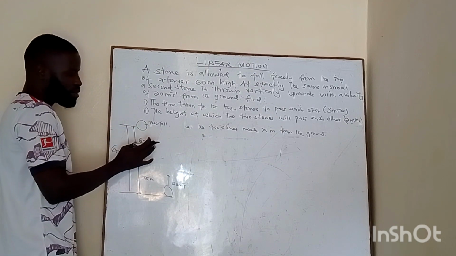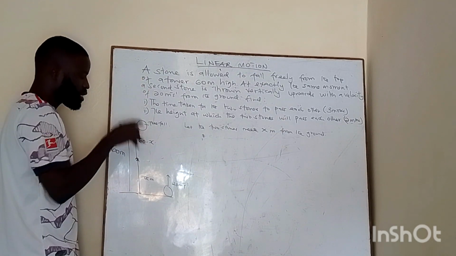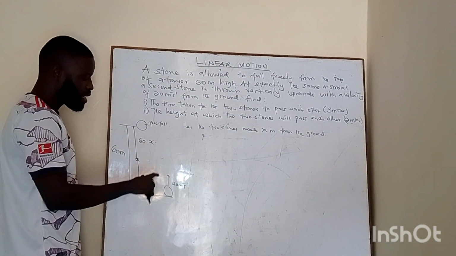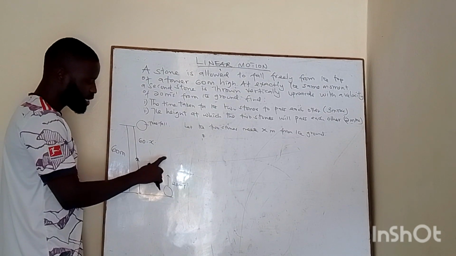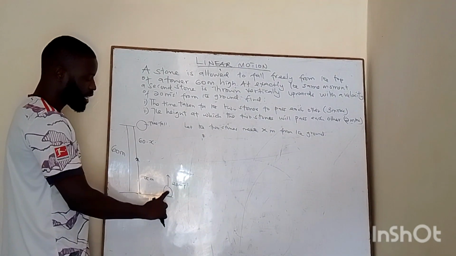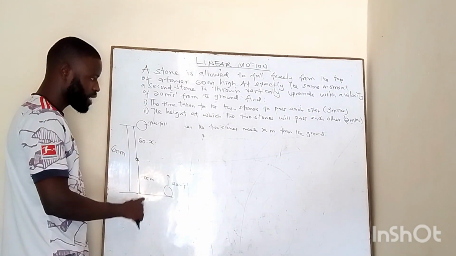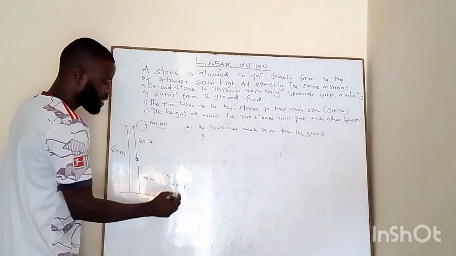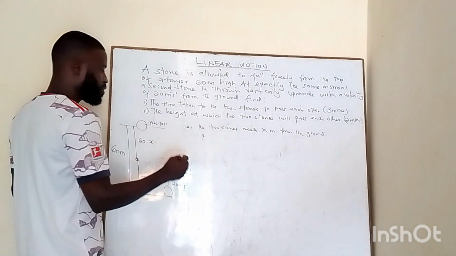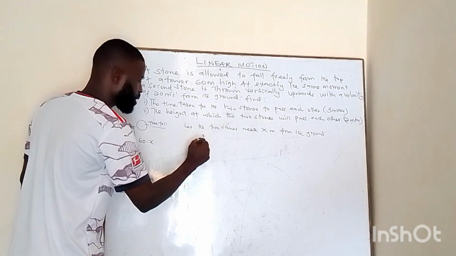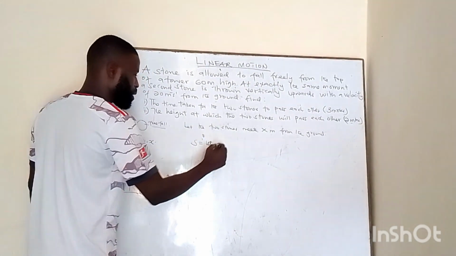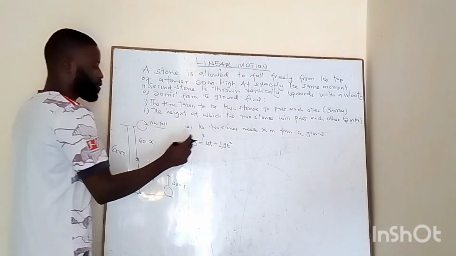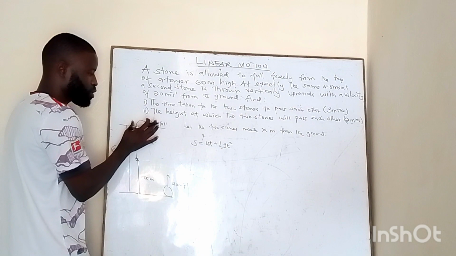So by the time the two stones are meeting, the stone that was released from the top of the tower shall have traveled a distance of 60 minus x, and the one that was vertically projected shall have traveled x meters from the ground. Therefore, we are going to pick two equations, one from free fall and the other from vertical projection. For free fall, we are going to pick the second equation, s equals ut plus a half gt squared.